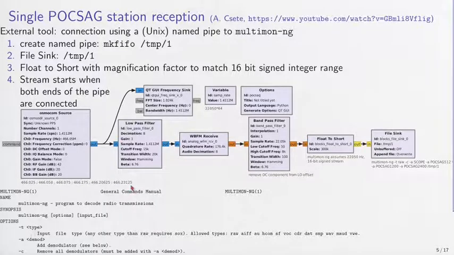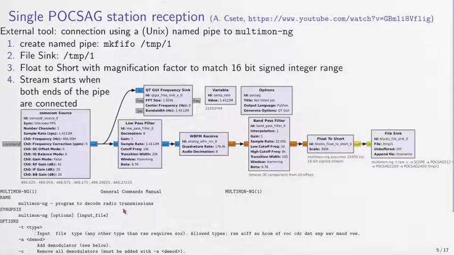Now, POCSAG is FSK, so frequency shift keying modulation, which is not very difficult to demodulate, but we need this frequency to voltage converter, the wideband FM receiver, which is actually a phase lock loop in a digital implementation, and then to decode the various bits of the POCSAG messages. But this is already taken care of by multimon. Multimon is a tool provided at least on a Unix operating system that will decode radio transmissions, including POCSAG.